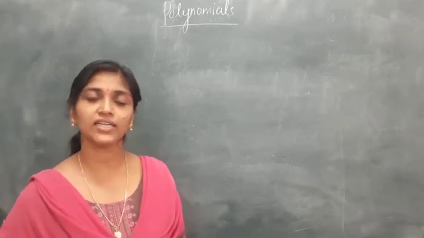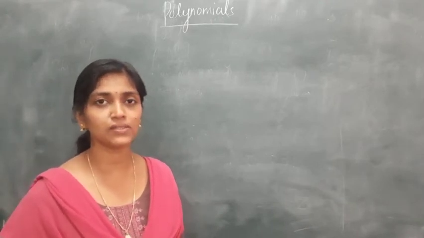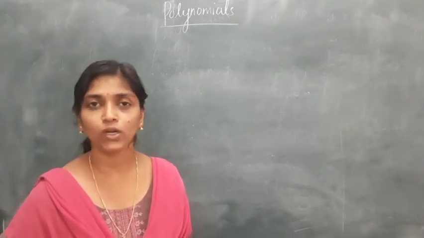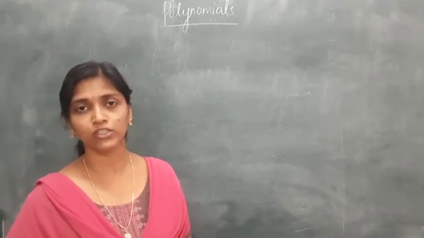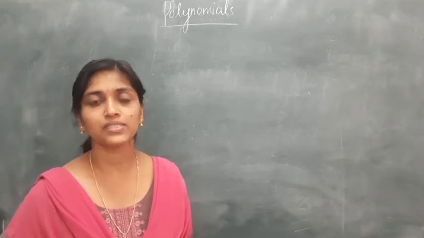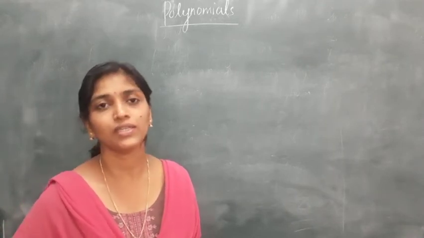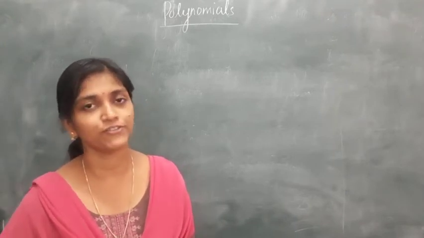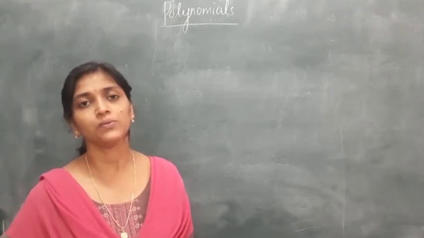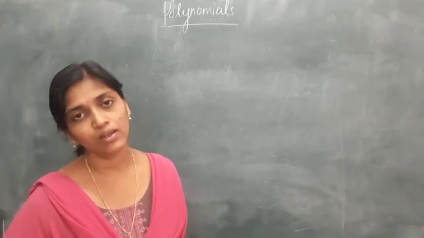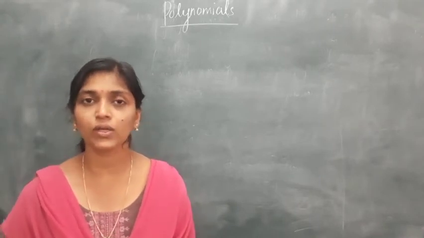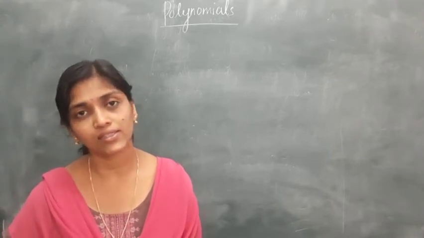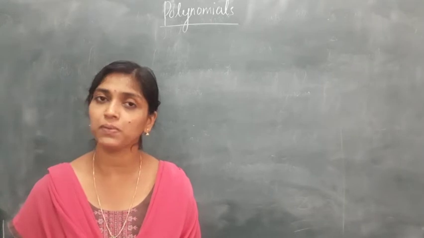Next, we studied classification of polynomials. Classification is based on the number of terms: monomial, binomial and trinomial. Next, we studied classification on the basis of degree of the polynomial, that is linear polynomial. We know its general form is ax plus b. Then we studied quadratic polynomial. Its general form is ax square plus bx plus c. Then we studied cubic, which is ax cube plus bx square plus cx plus d.